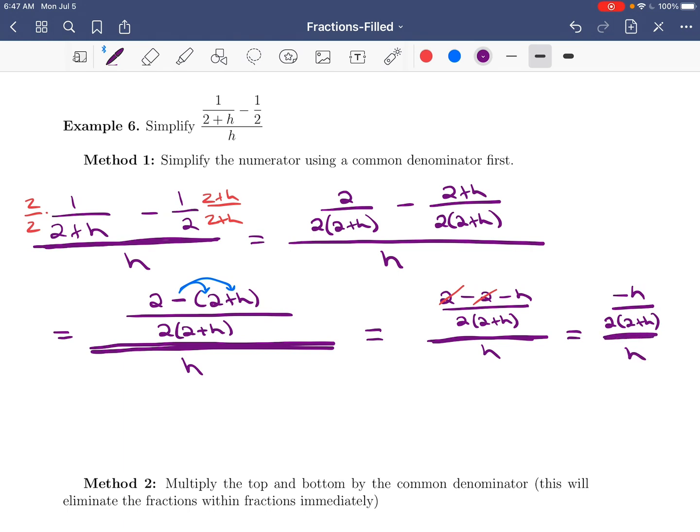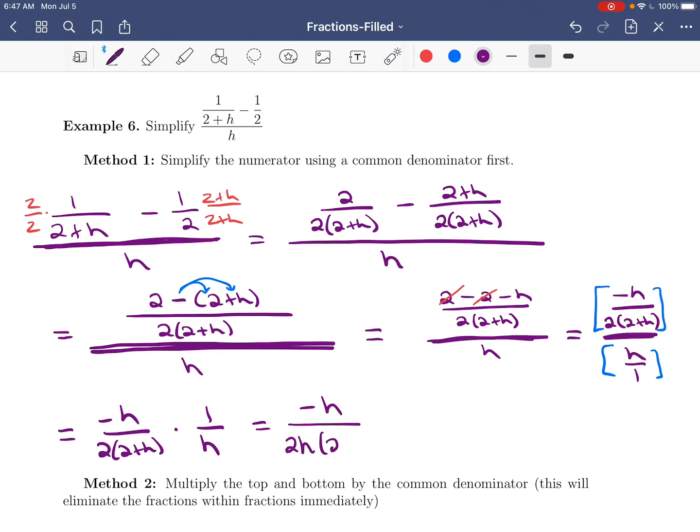Okay, now here, again, remember that this fraction is over this. So I have division, but the bottom one isn't really a fraction. So what I'm going to do is make it a fraction. So h is the same as h over 1. Now I'd want to flip the bottom one, which is going to be 1 over h, and then multiply instead. Now when you're multiplying, let's just multiply it out. So this is negative h times 1, which is just negative h, and then I have 2 times (2 plus h).